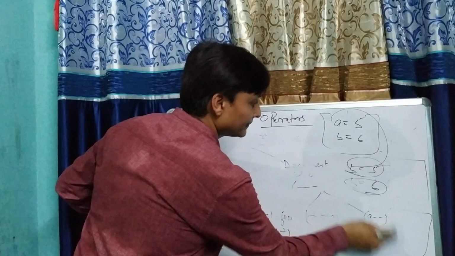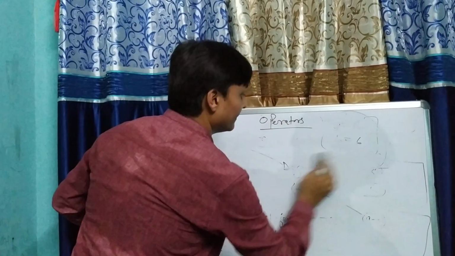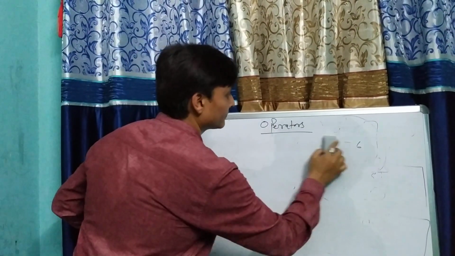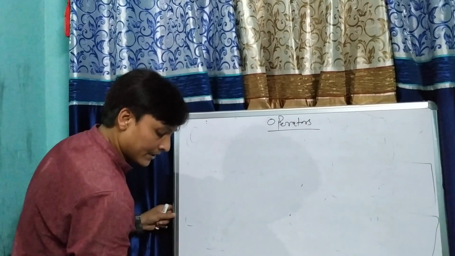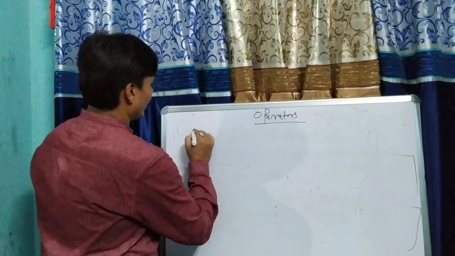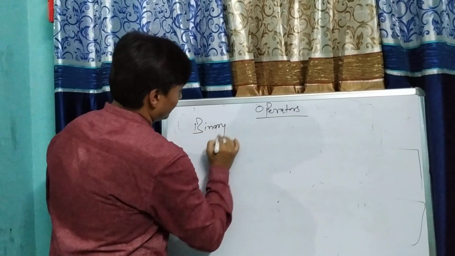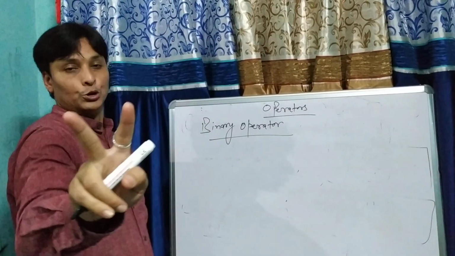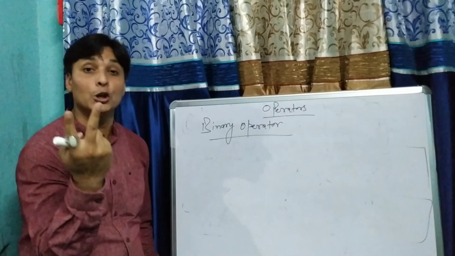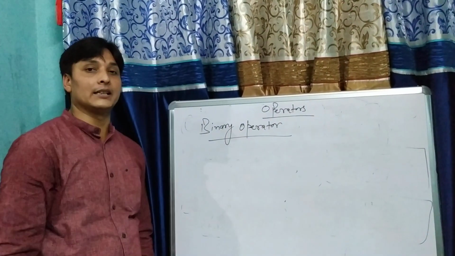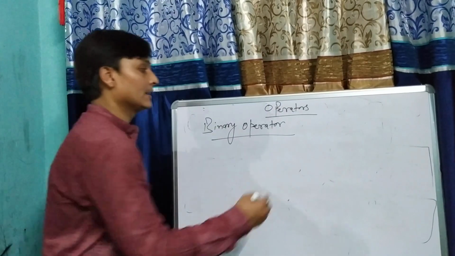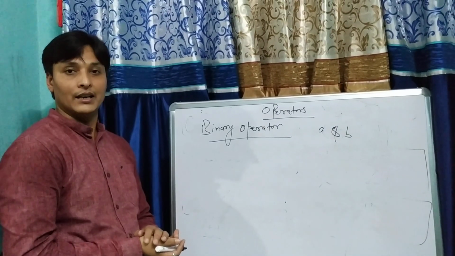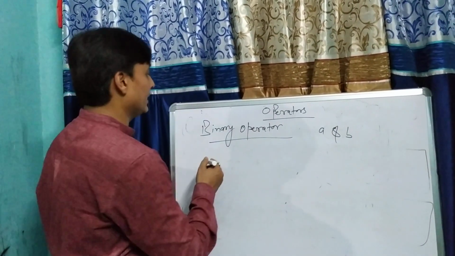Any confusion anyone? Now students, we have the next operator, that is the binary operator. Binary means 2. Binary means 2. It works on 2 operands. To work with the binary operator, we must have at least 2 operands. It means a and b. Fine?